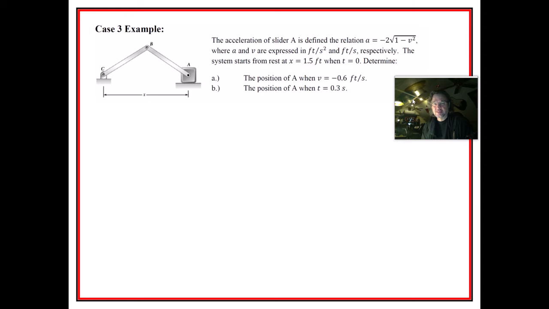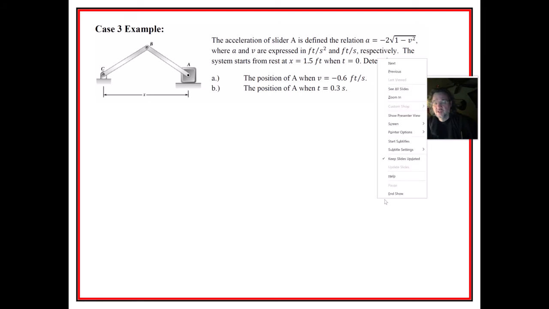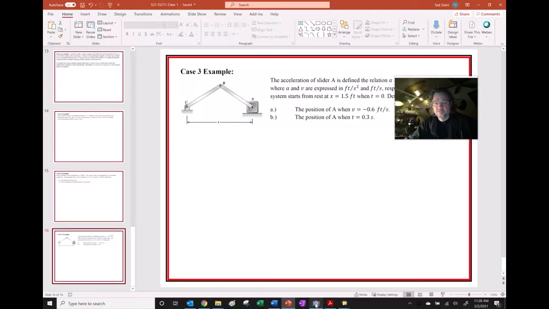And that's when time starts at 0. We want to determine the position of A when the velocity is -0.6 feet per second, and we want to find the position when the time is equal to 0.3 seconds. So I'm going to switch over and use my document camera here, if it will let me into this show. Okay, so here we go.